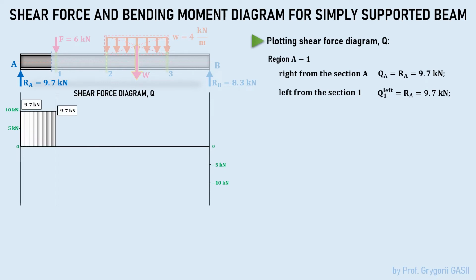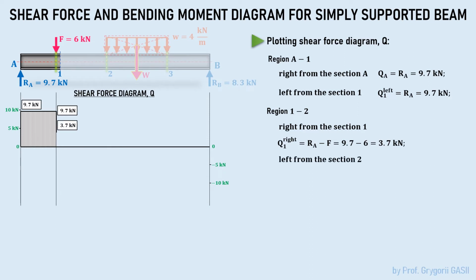Now, consider the region 1, 2. When we cut off the right side of the beam as close as possible to section 1 to the right, we will see that now the force is added in the equilibrium equation. We got the shear force equal to 3.7 kilonewtons. There is no more external load along the region 1, 2, from the first section to the second section. So, the shear force to the left of section 2 is also 3.7 kilonewtons. Show it on the diagram.